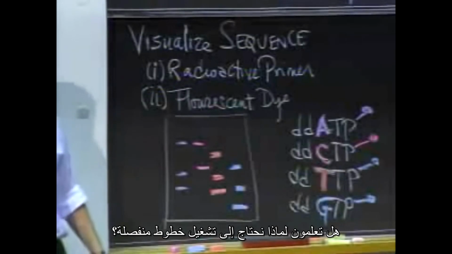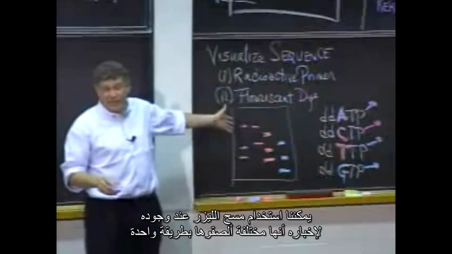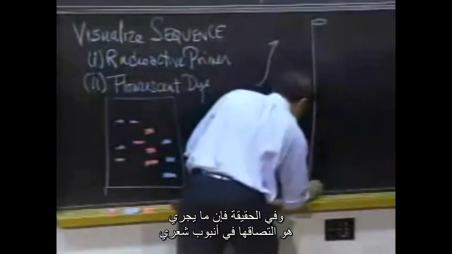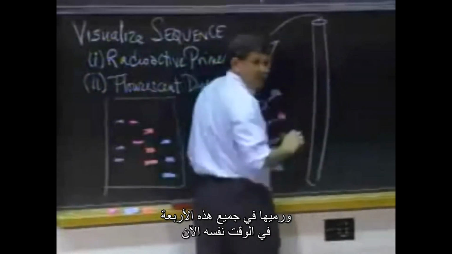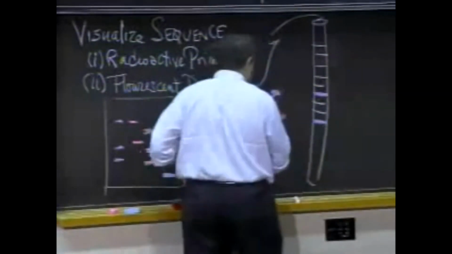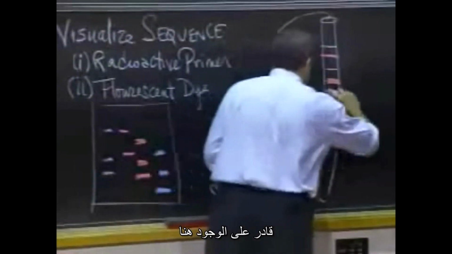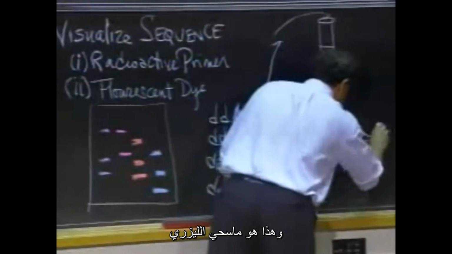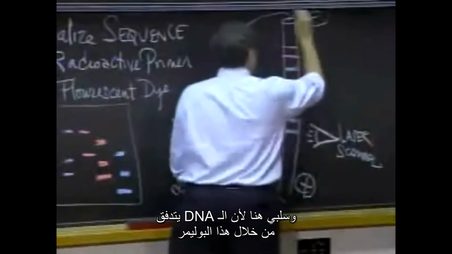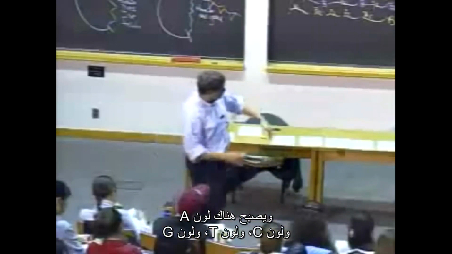Hey, you know what? Why do we need to run separate lanes anymore? If we got a laser scanner that can tell the difference, stick them in one lane. In fact, what's done is stick it in a capillary tube, throw in all 4 at the same time now, and as these fragments come by, each has its own color. And all we need is a laser scanner capable of sitting right here. Here's my laser scanner. Positive here, negative here, as the DNA flows by through this polymer, the laser scanner reads off which colors just went by. And it goes, A color, C color, T color, G color.